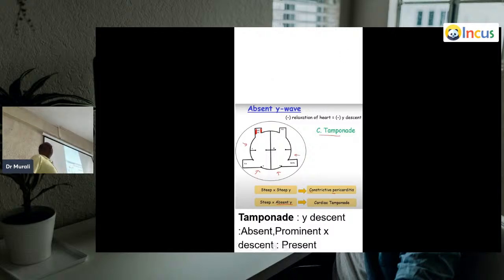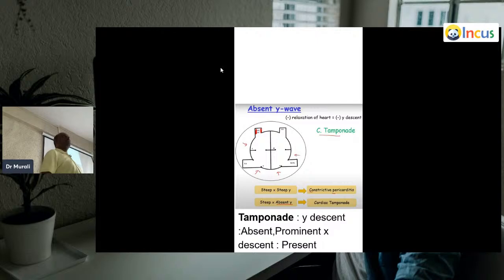Where? In cardiac tamponade. Now comes a very interesting question. Why is it like that? X descent is prominent. What is tamponade? Tamponade is a lot of fluid around the heart, between pericardium and heart. So, what is meant by Y descent?